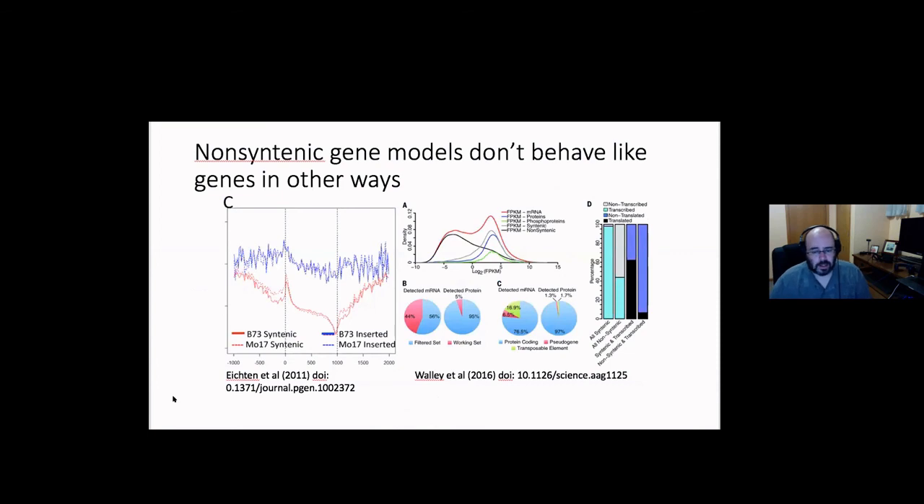They show different patterns of methylation. They are more likely to be transcribed from DNA into RNA, and those RNAs are more likely to be translated to protein, which again makes sense. While there are some exceptions, usually it's very hard for a piece of DNA to affect the phenotype of an organism without being made into a protein.